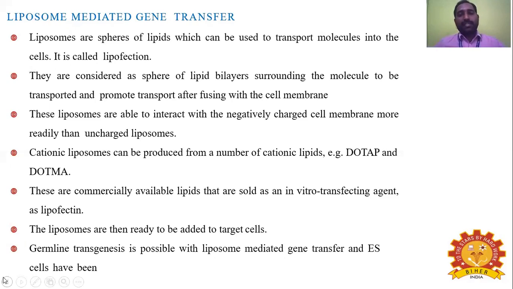And the liposomes are basically negatively charged, and this negative charge will interact with the positively charged cell membrane. And the cationic liposomes can be produced from members of the cationic lipids, that is DOTAP and DOTMA. And this liposome mediated gene transfer is commercially available, sold as an in vitro transfecting agent, that is lipofectin.